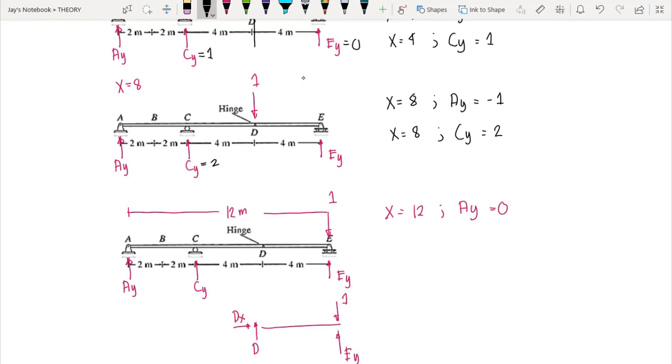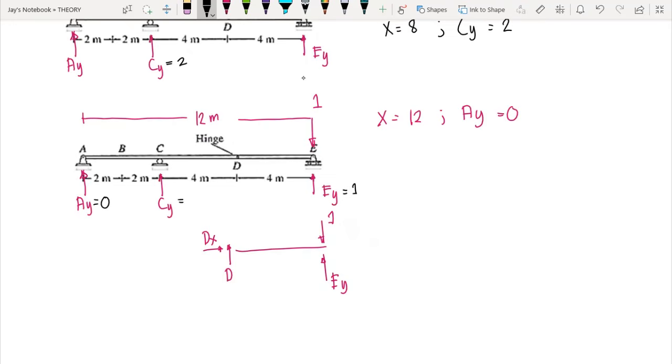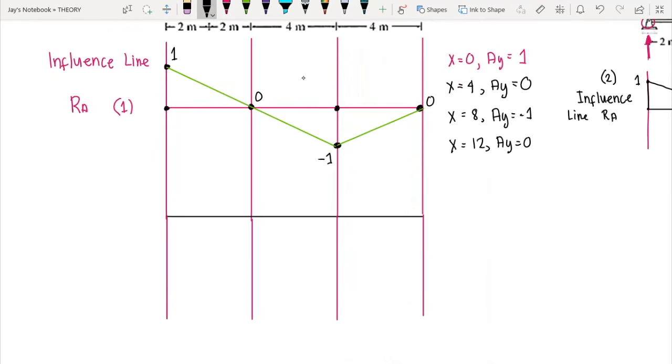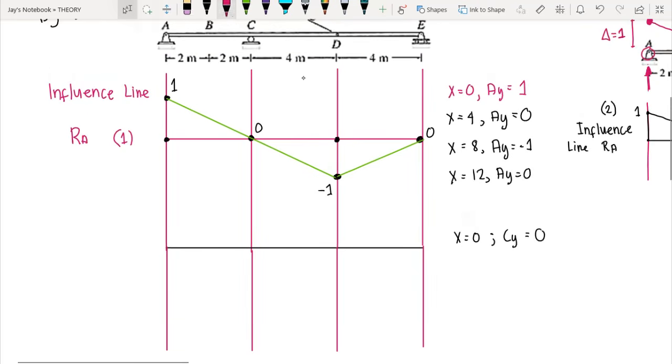So again, we have already computed the value of Cy during our computation for the influence line of the reaction at A. For our last situation, Cy here is equal to 0. So therefore, at x is equal to 12, Cy is automatically equal to 0. So we know again that when x is equal to 0, the value of Cy is equal to 0. So therefore, at point A, we have this Cy is equal to 0.